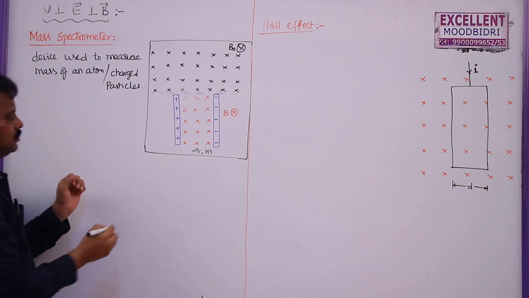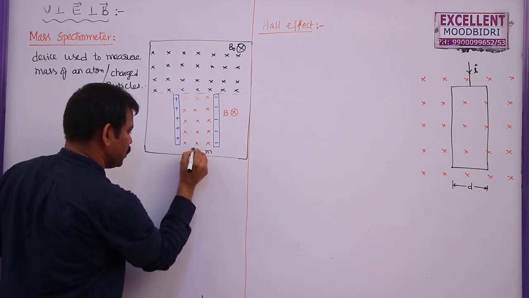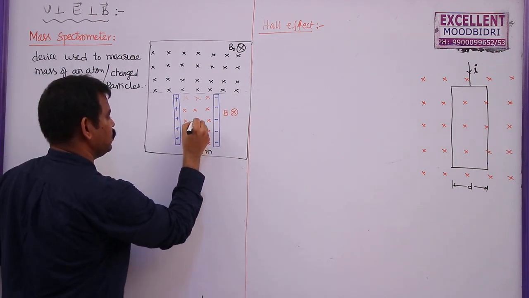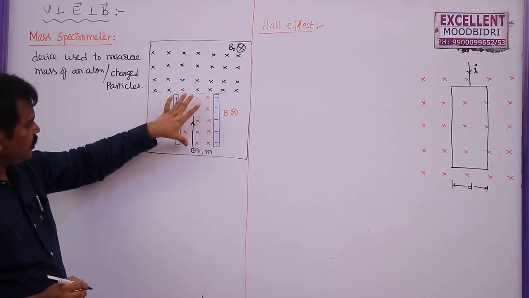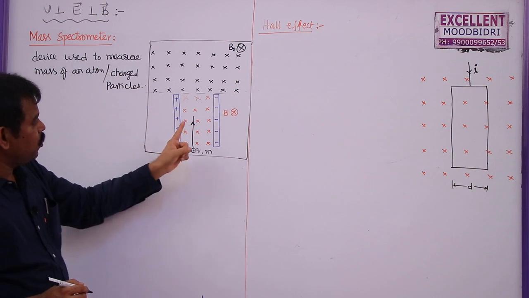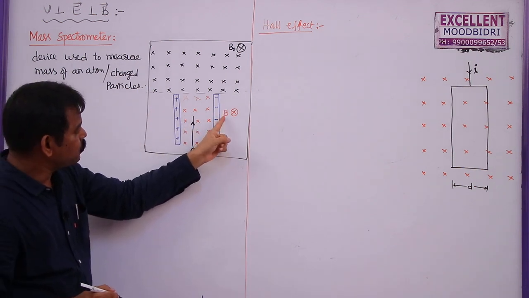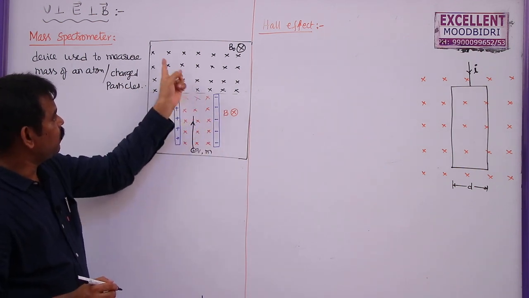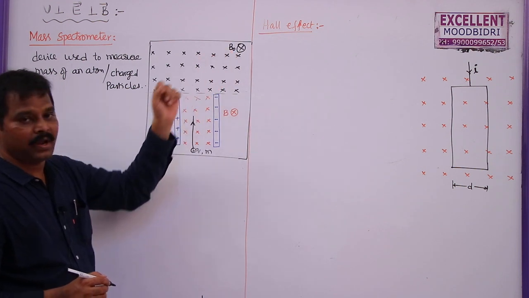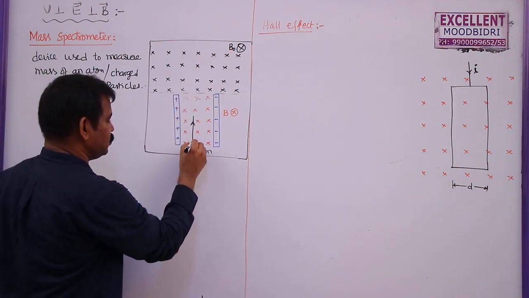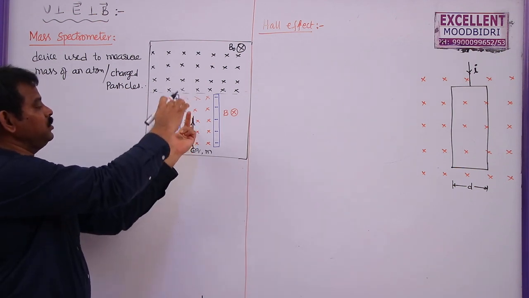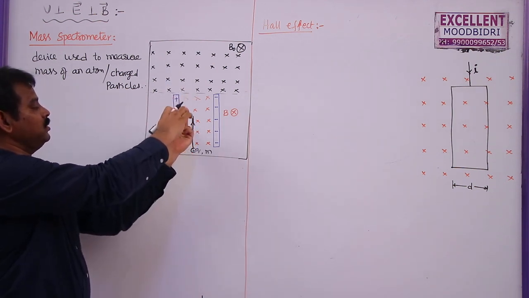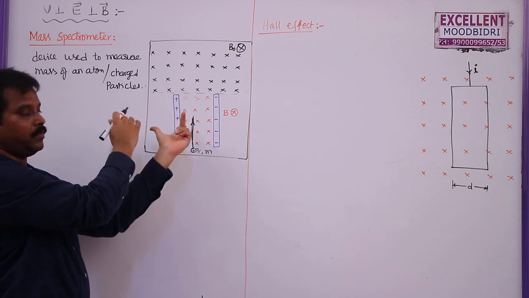So in this case, if you consider a charged particle entering here, we can see two different magnetic fields. One is represented in red color, whose magnetic field is B, and one more in black color, which is B naught. When it enters this field, the field is acting in this direction, and it will experience a magnetic force in this direction.